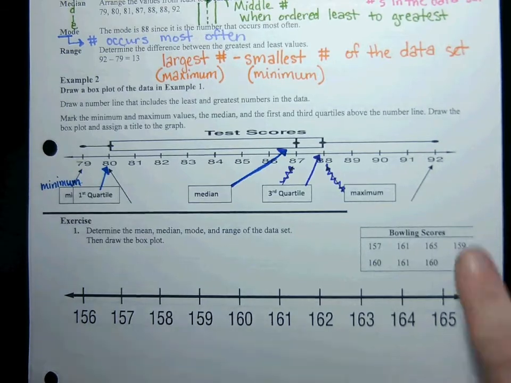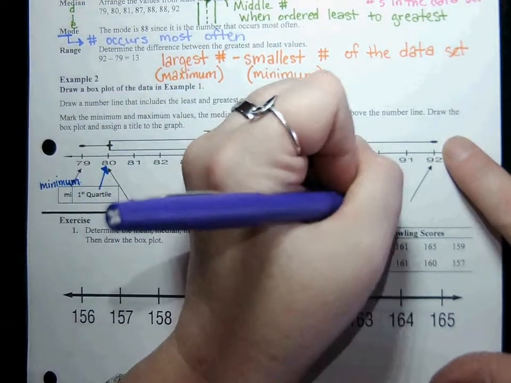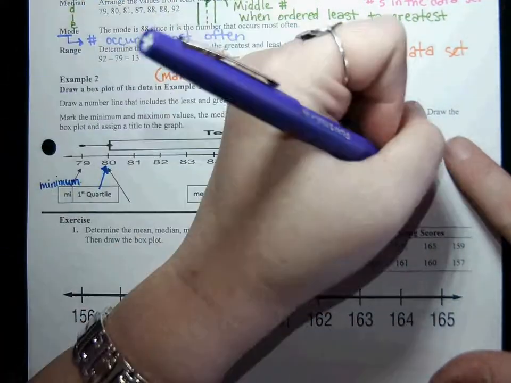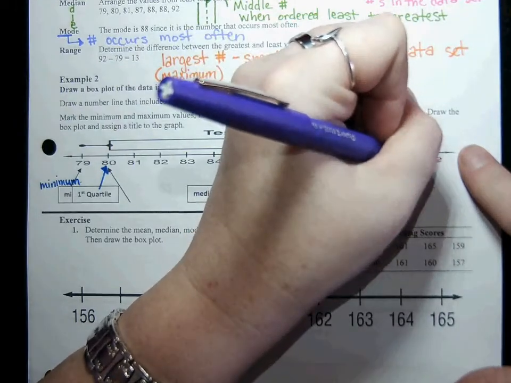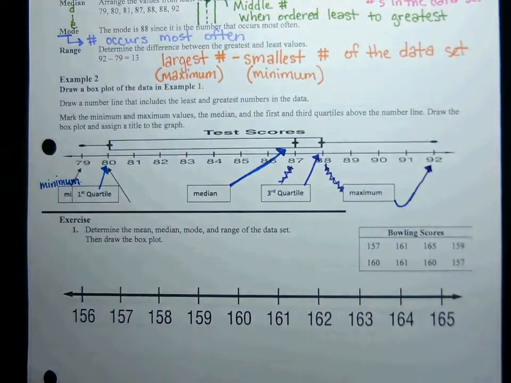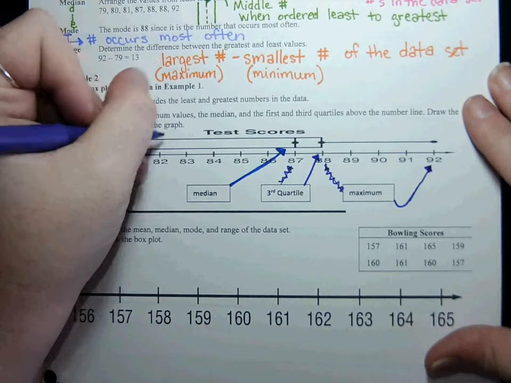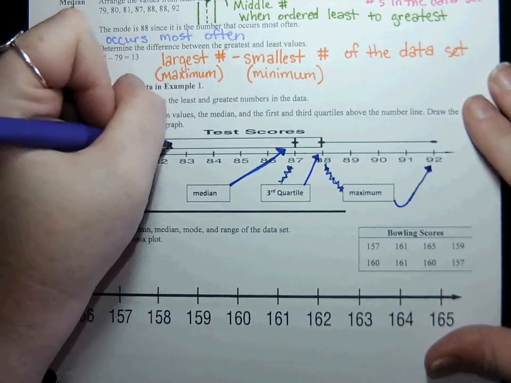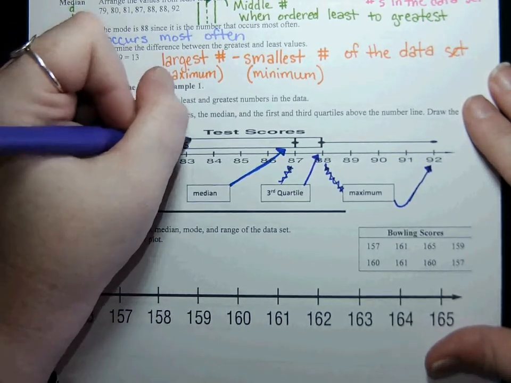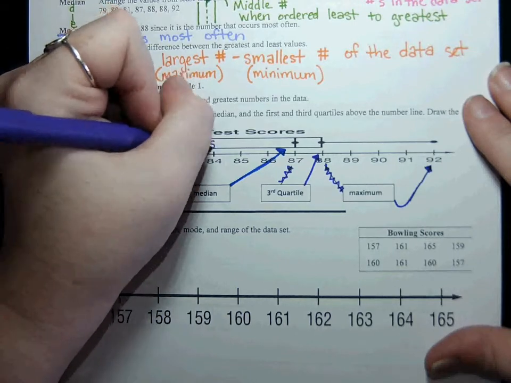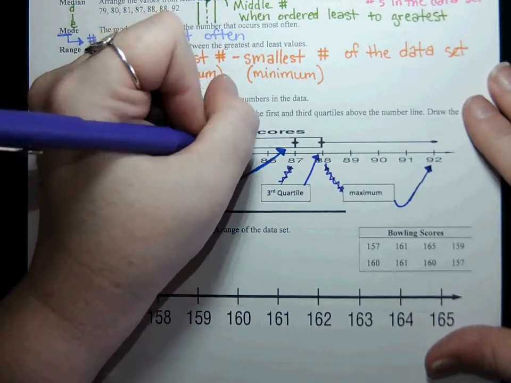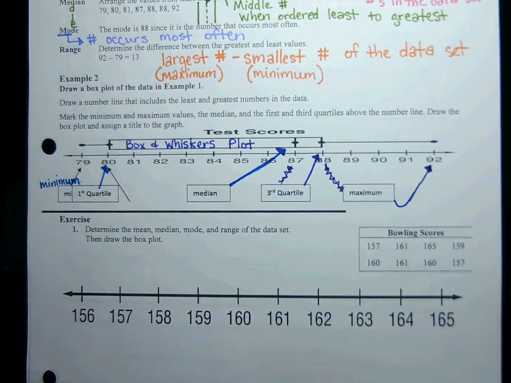And then your maximum number is the last one, the largest number. And what this is called on the number line is a box and whiskers plot. Y'all remember doing these? Back in 6th grade. It's a box and whiskers plot.